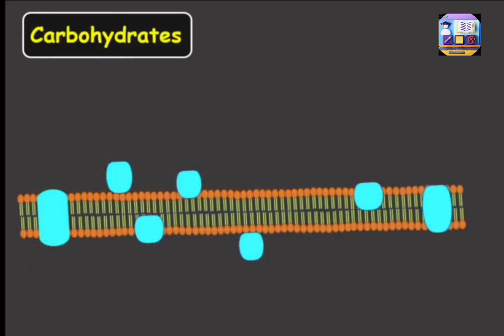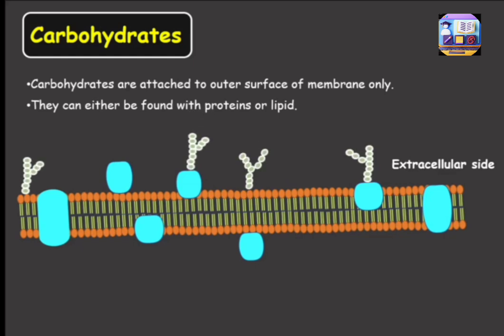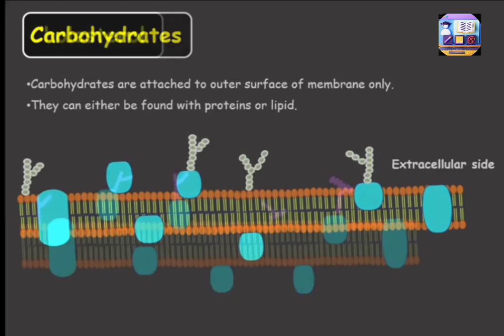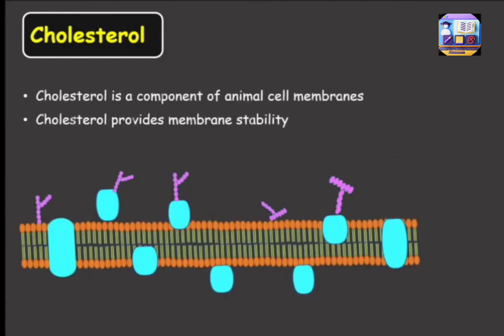Now, the third component is carbohydrate. Carbohydrates are only present on the external or outer surface of membranes. They can either be found with proteins or lipids. So they are present on the extracellular side. The fourth component is cholesterol. Cholesterol is a component of animal cell membranes and it provides the membrane stability. It is present within the membrane.